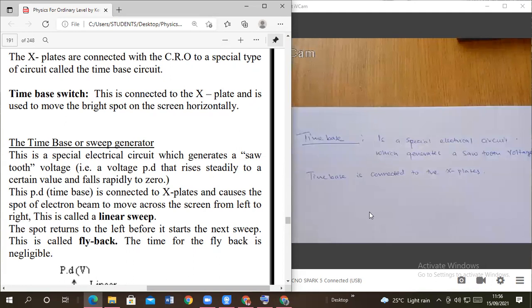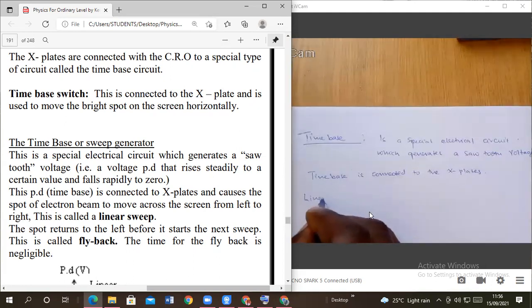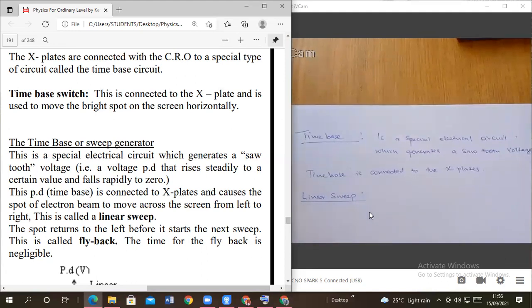Is what we call the linear sweep. So let me give you only 15 seconds, and I want you to come up with a short definition of what a linear sweep is.